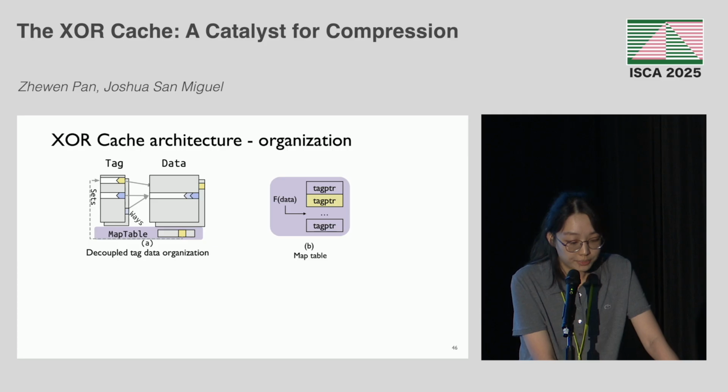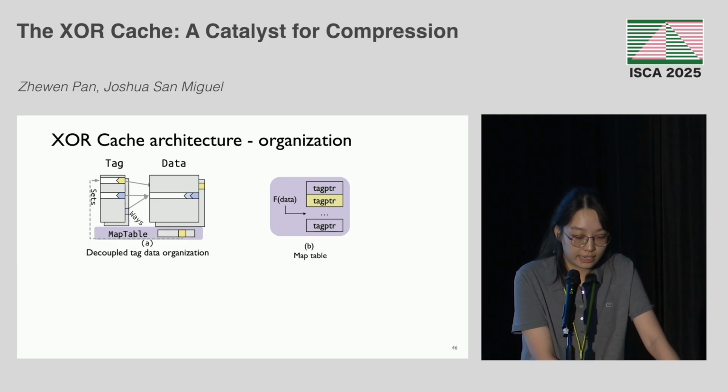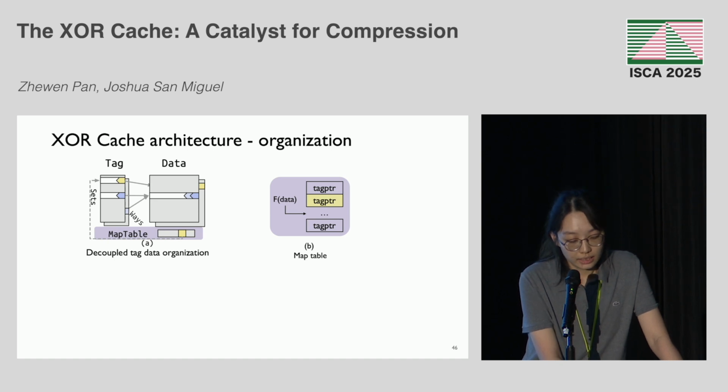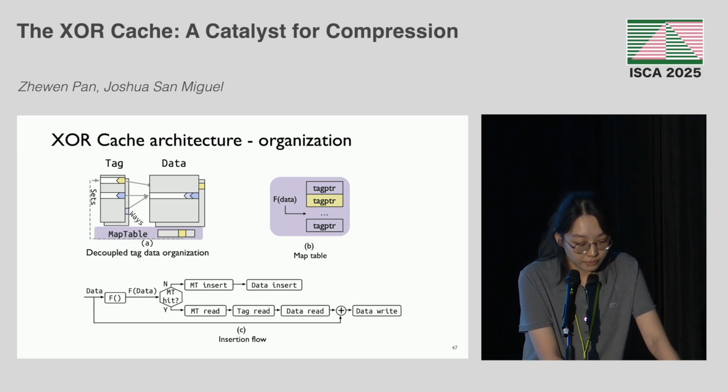XOR cache adopts a decoupled tag data organization. Note that we also have a special structure called the map table shown on the right. At a very high level, the map table works as a hash table and is used to identify similar lines that should be XORed together. It is indexed using a map function with line data as inputs. Each entry stores a tag pointer pointing towards the standalone lines in LLC.